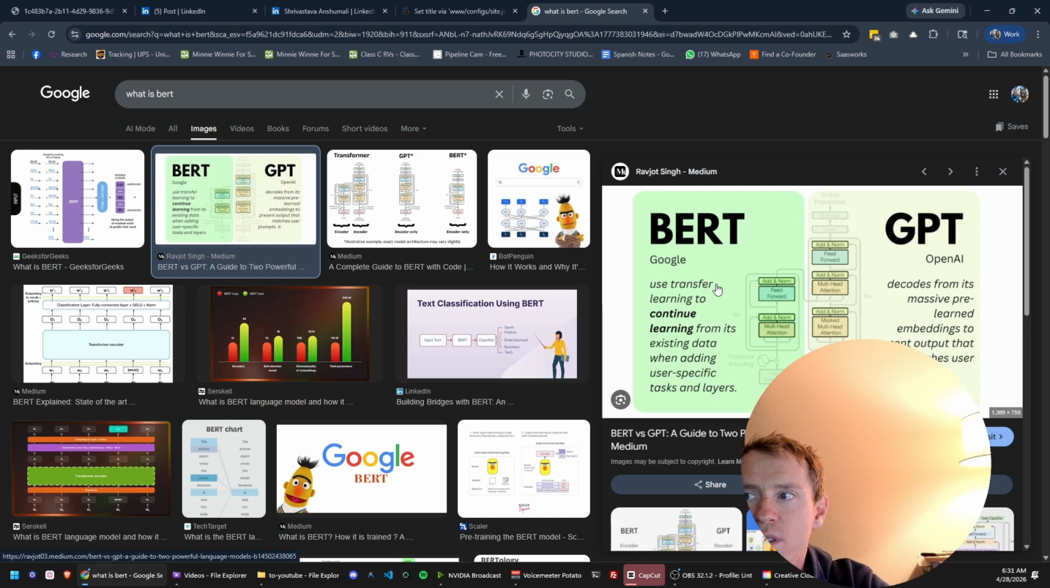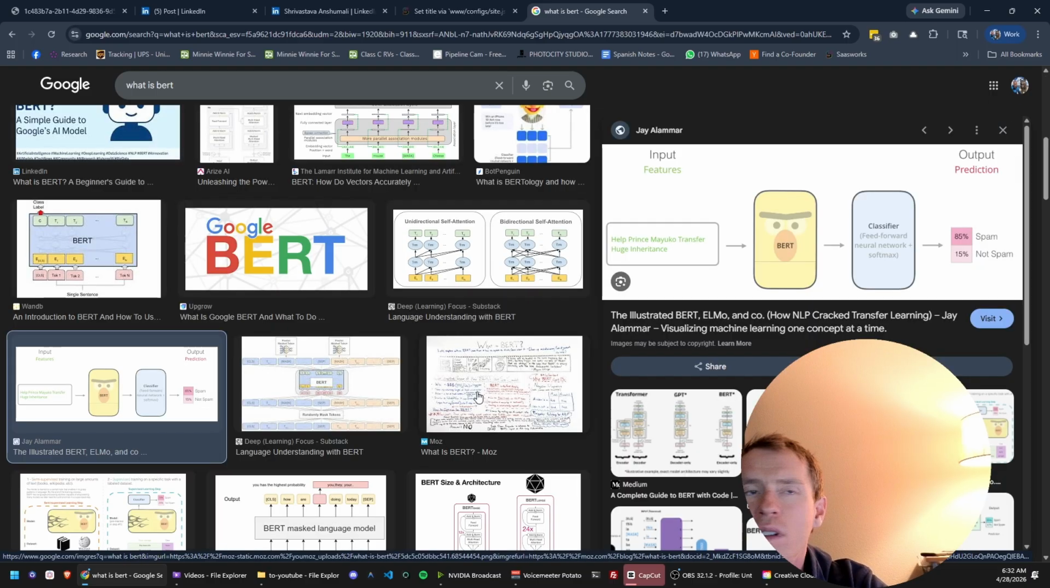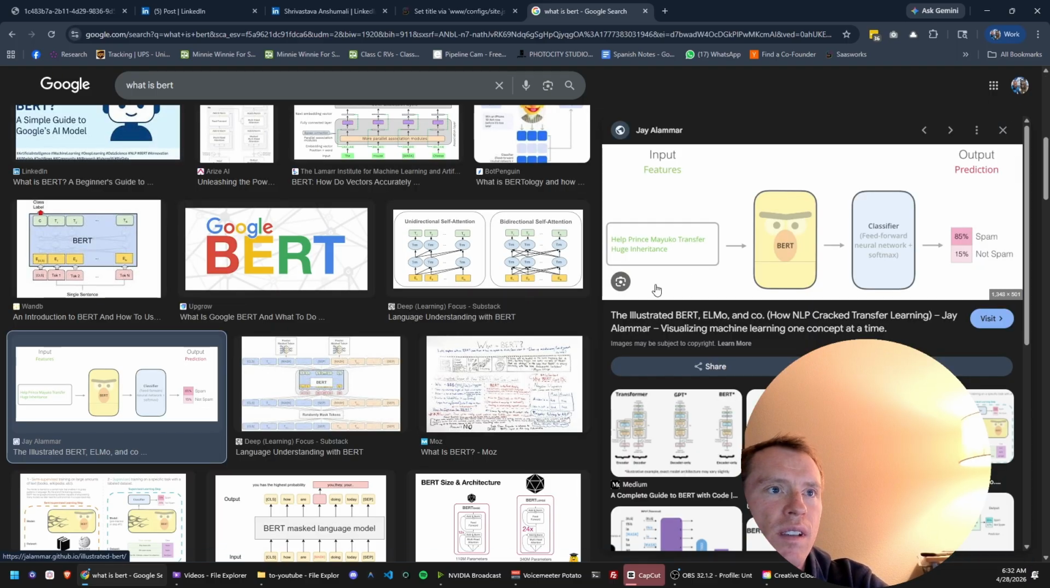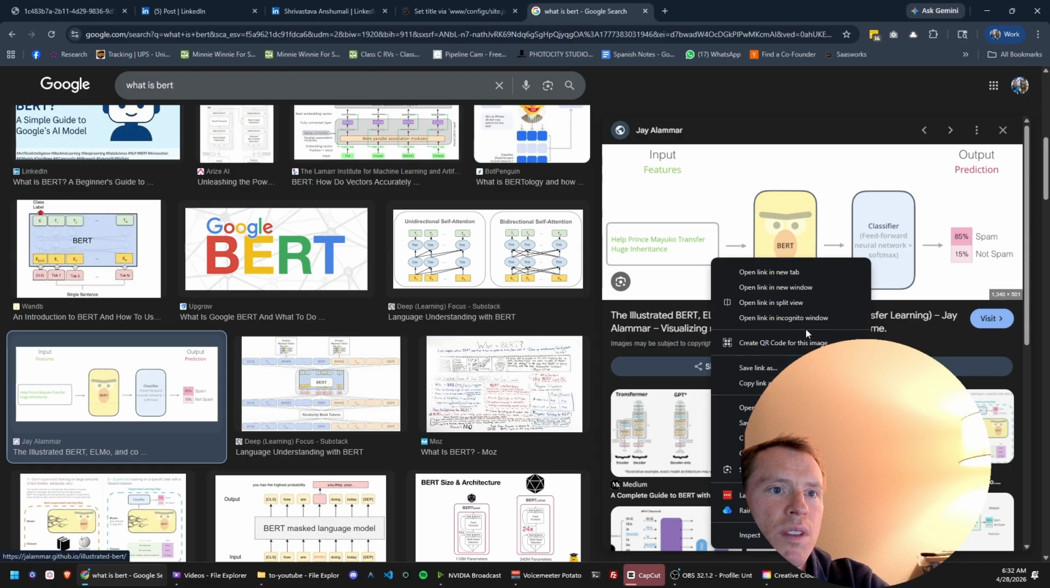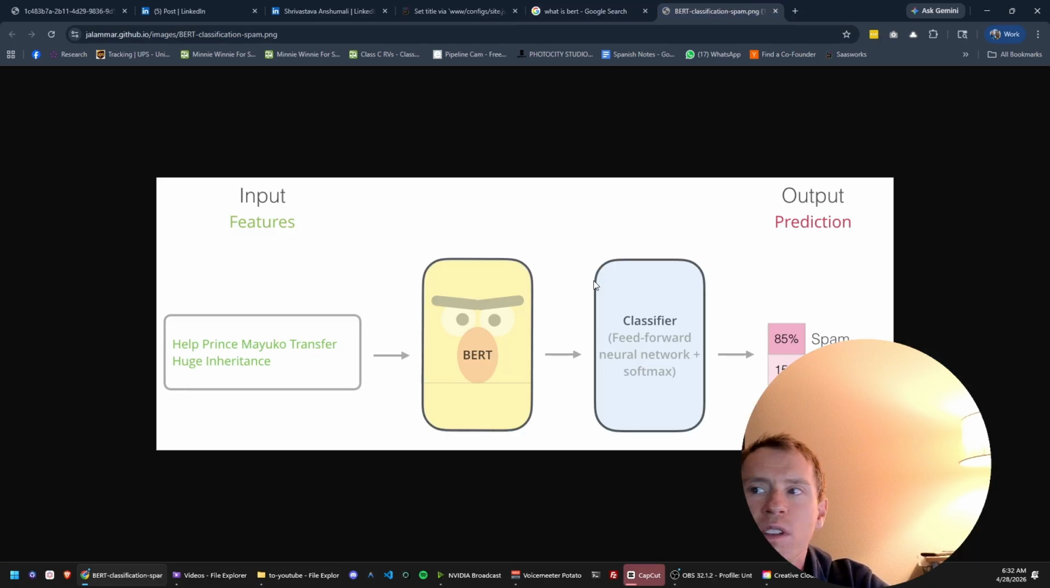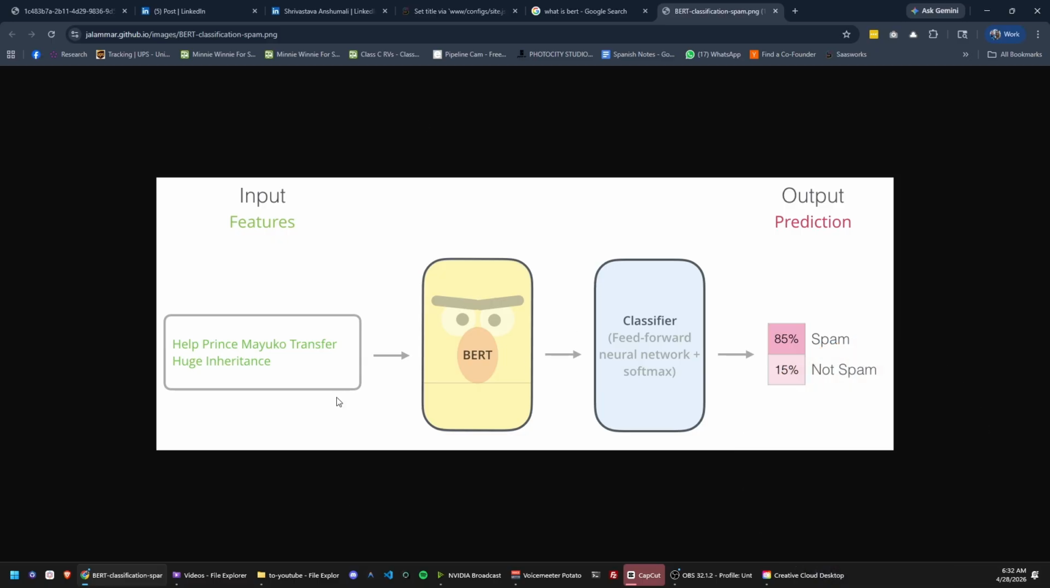So you can see it here. It uses transfer learning to continue learning from its existing data when adding specific tasks and layers, although that's not quite what we want to explain. Let's open this in a new image tab so you can see a little better. This is an example of encoding: you take the input string, help Prince Mayuko transfer huge inheritance, and BERT is going to classify it as either spam or not spam. So that's classic encoding.